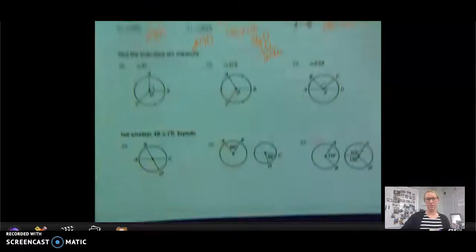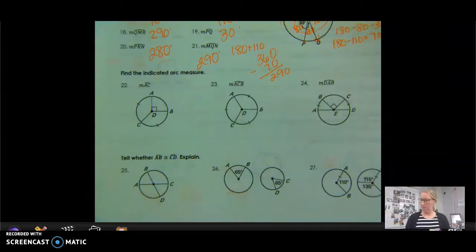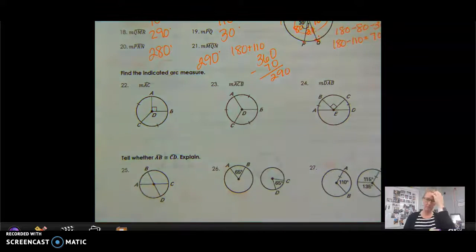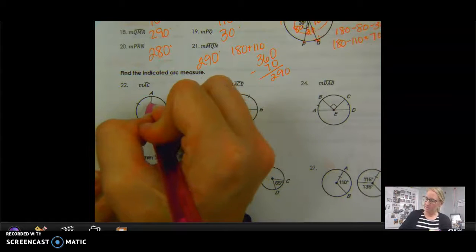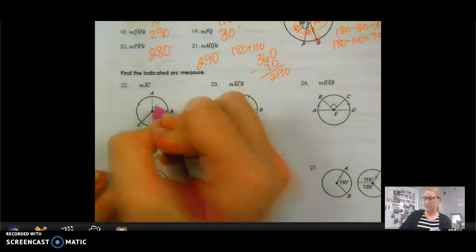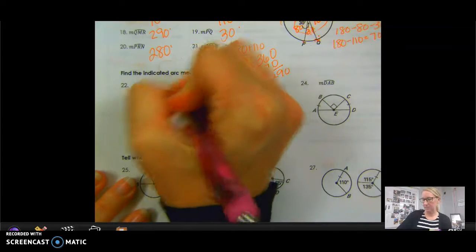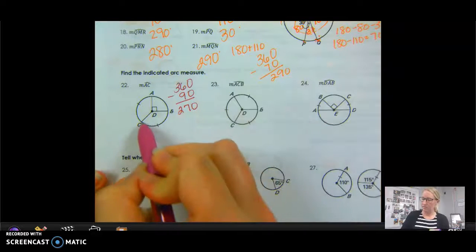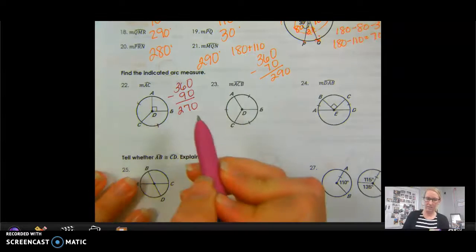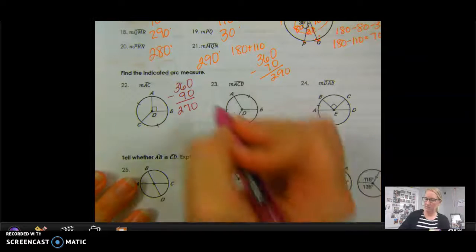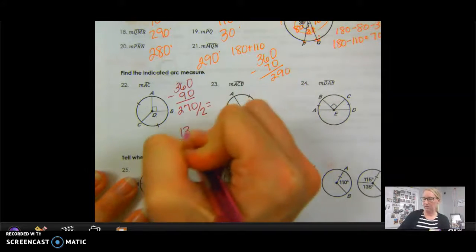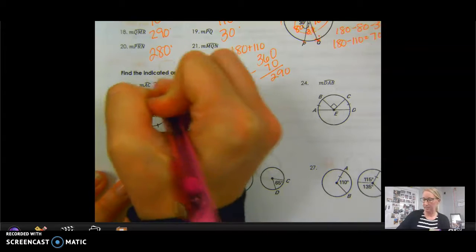Okay, a couple more questions. So down below, find the indicated measure. Go ahead and pause me and try these 3 on your own. Unpause me when you're done. So, as a reminder, 360 total, but then this one's 90. So I'm going to do 360 minus that 90, and I get 270 degrees there. But if you see, this arc is equal to this arc, so that means this angle will be equal to this angle. So to find just one of those, I divide that by 2, and I get 135. So A to C is 135 degrees.